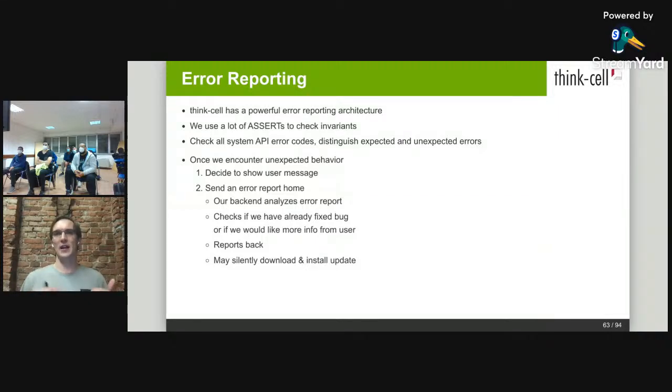That backend can analyze those error reports. And it can check, for example, if we have already fixed the bug or if we would like more information from the user, and then reports that information back to the process that encountered the error, which may then decide to download the update that fixes the bug and even install it silently without the user noticing. So the user will have a new version that will never experience the same problem again.